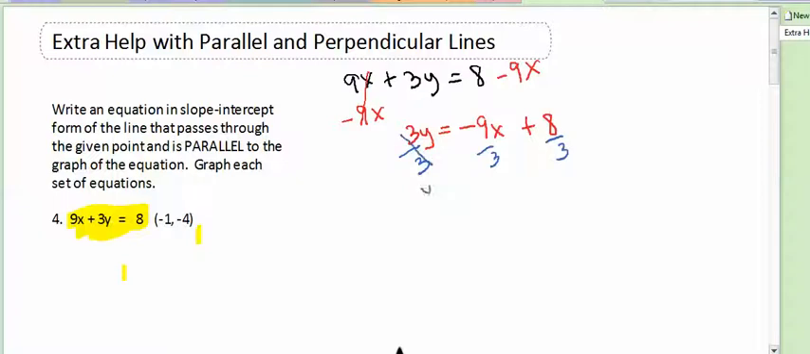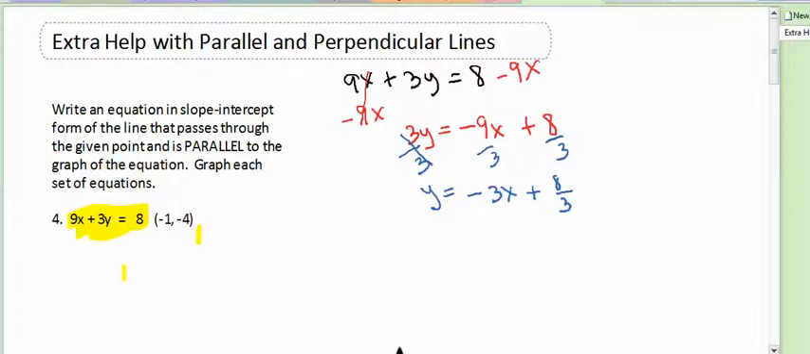Okay, this is now y. Negative and positive is a negative. 3 will go into 9 3 times, and I keep the x. And right now I have 8 over 3. Okay, so now I'm going to take this information and I'm going to graph it.